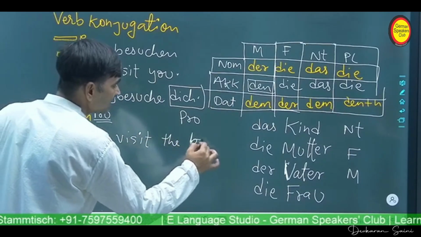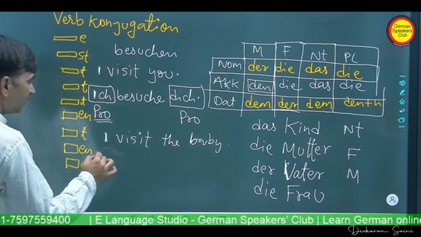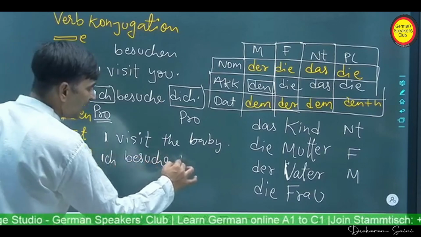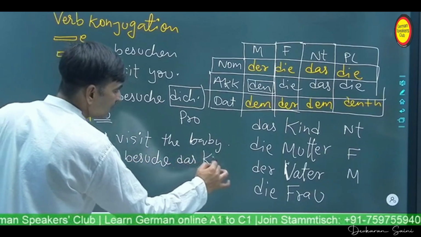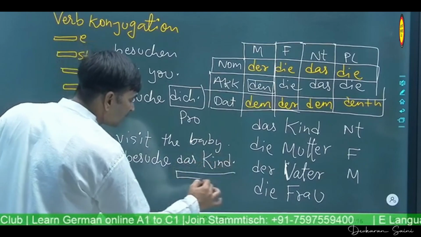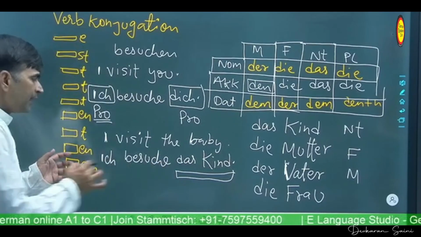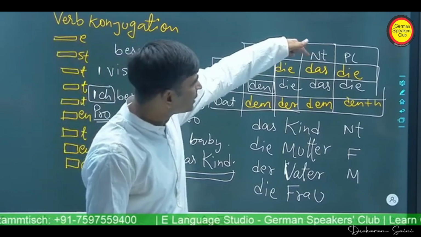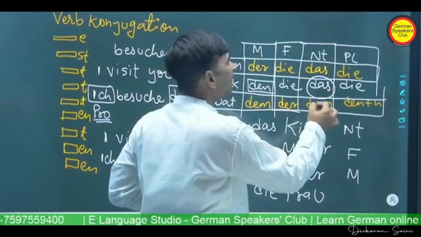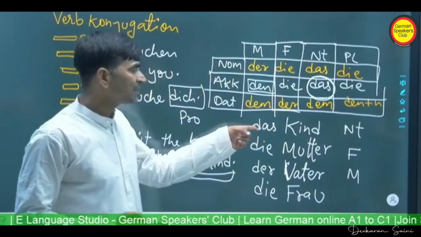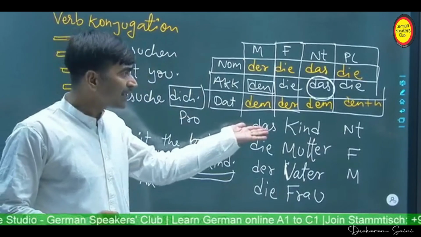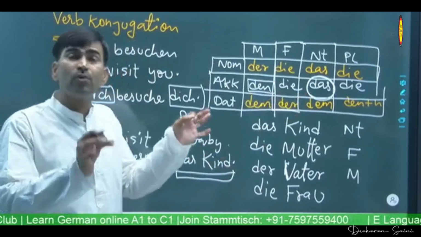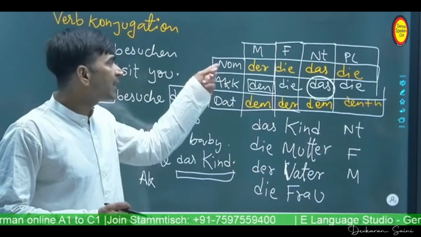I'll take the word die Frau. For mother it will be die Mutter. I visit the baby, it will be das Kind. I visit the father, it will be den Vater, right? So if I have to say I visit the baby, don't think I picked this randomly, even though it looks the same as in the subject. So it's going to be: Ich besuche das Kind.